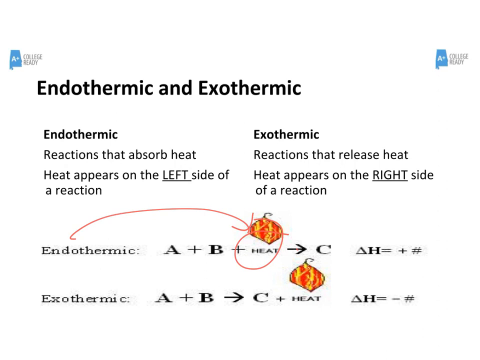And exothermic reactions are reactions that release heat. If you were to put your hand on a beaker that had an exothermic reaction, it would feel warm because the heat is moving from the reaction to your hand. When you write an exothermic reaction, you represent the heat on the right side of the reaction.